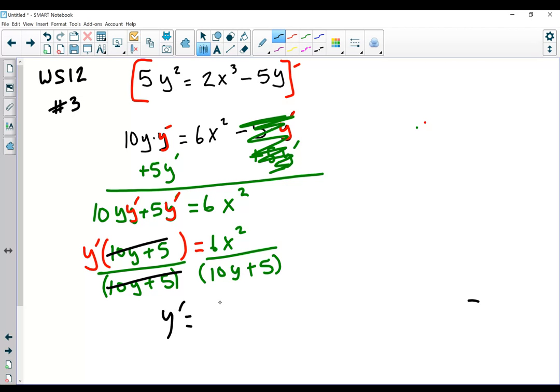Your answer, because these go away, is y prime equals 6x squared over the quantity 10y plus 5. Oh, this thing really does not want to write nice.